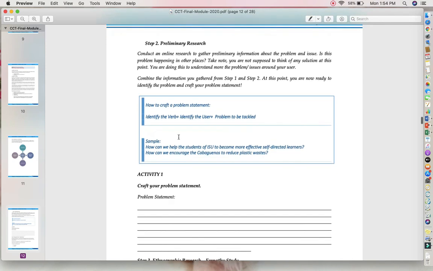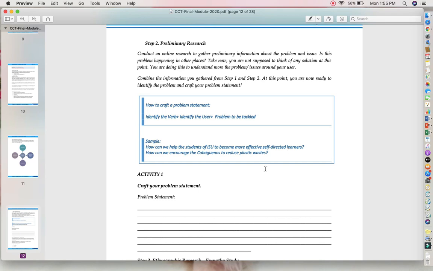For example, how can we help? So the verb here is help. Identify the user: students of ISU. So the verb is help, the user is students of ISU. What is the problem to be tackled? To become more effective self-directed learners. So that is the problem to be tackled: how to become more effective self-directed learners.